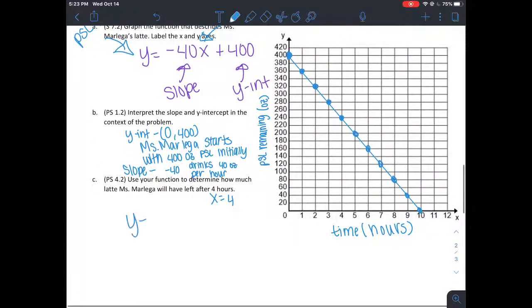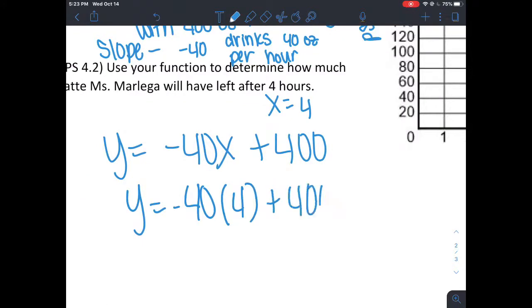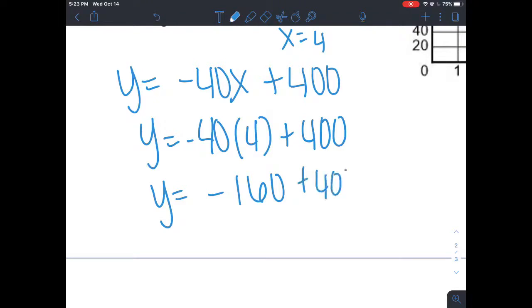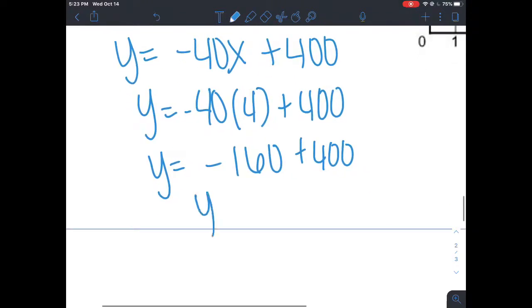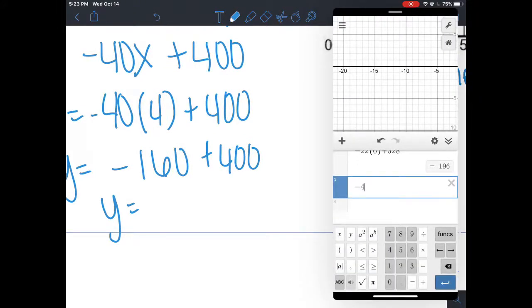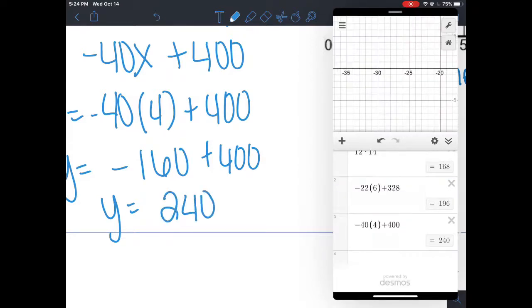So I'm going to use my equation. Y equals -40x plus 400. We'll plug in 4. Y equals -40 times 4 plus 400. Y equals -160 plus 400. I definitely could have plugged that into my calculator. So -40 times 4 plus 400 equals 240.